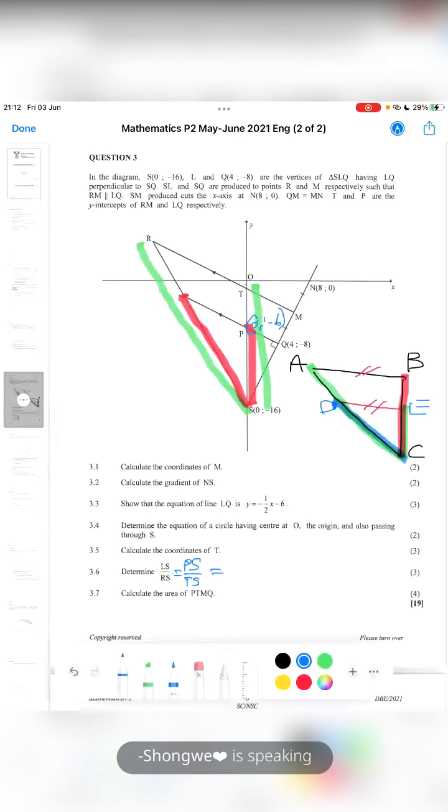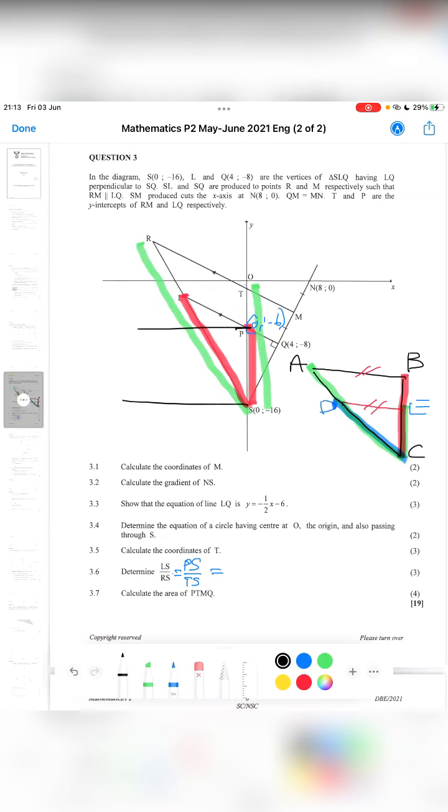Yeah, so sir, since we have two coordinates, we can use the distance formula to calculate the length. Yes. So that means we can calculate PS from there up to there. We can calculate that, isn't it? Yes, sir. But what about TS? Can we calculate TS?